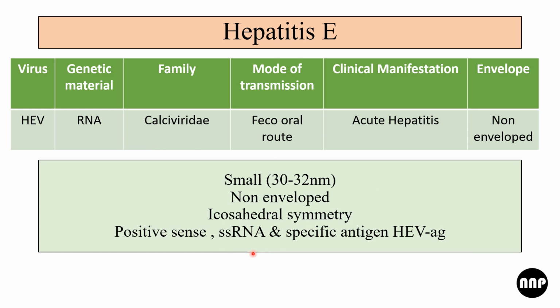Now let us talk about a little morphology. It is a small virus, 30 to 32 nanometers. It is non-enveloped, as I mentioned here, so it is an important point. It can appear as an MCQ. It has icosahedral symmetry, and the RNA is positive sense single-stranded RNA, with a specific antigen, the HEV antigen.